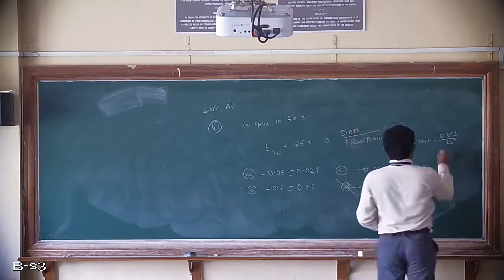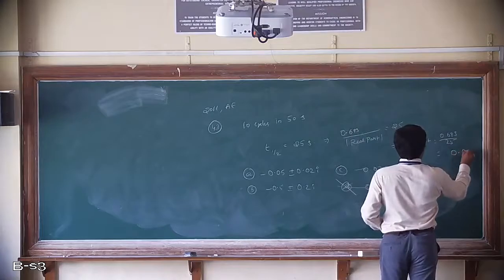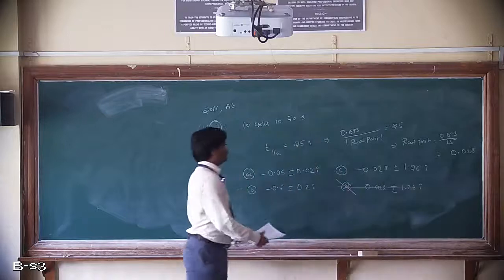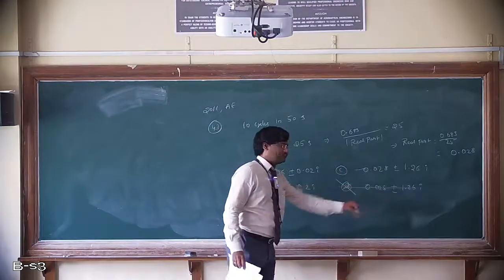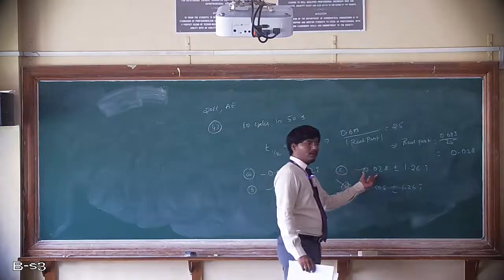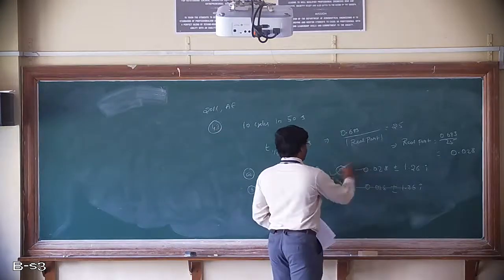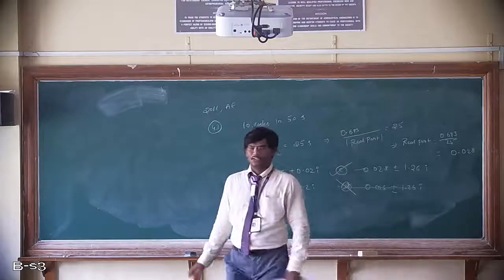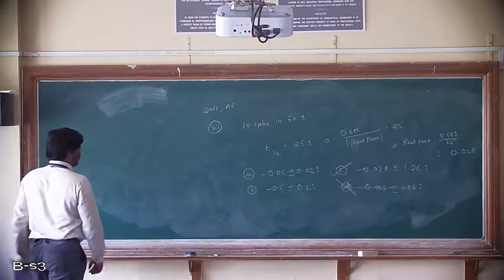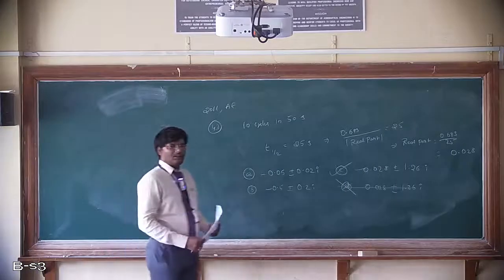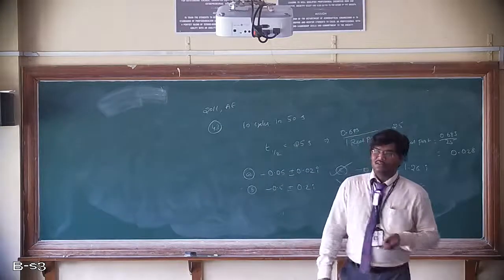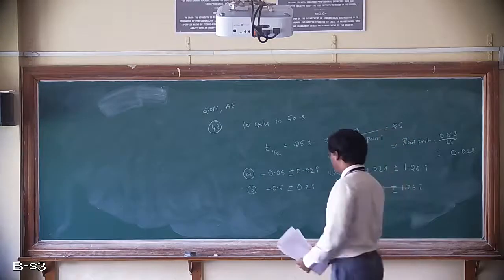How much? 25. So your real part is nothing but 0.693 by 25. How much will you get? You will get 0.028. So already it is 0.028, but it is not positive. It is a negative term. The answer is C. Is it clear?